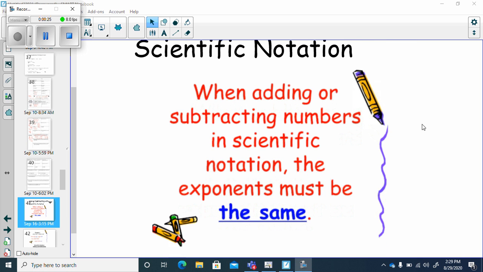When adding or subtracting numbers in scientific notation, the thing that's very important is the exponents have to be the same. So we're going to need to convert at least one of the scientific notation numbers we're dealing with, usually to an exponent to match the other one, to be able to add or subtract.